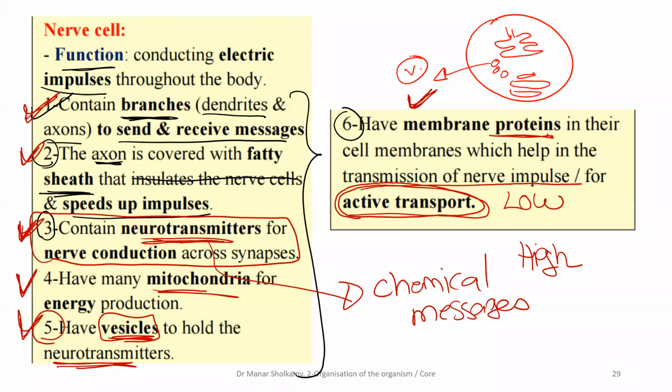Welcome, my dear. Omar, you have a question? Miss, can you explain number 1 again? Let me see. What is number 1? Number 1 is they contain branches. You have a question? You have a problem with that?